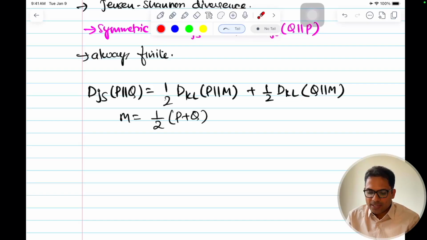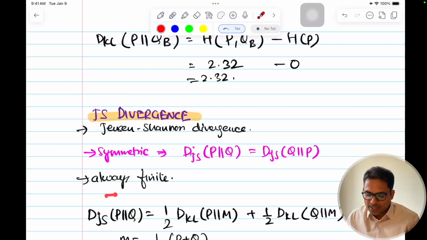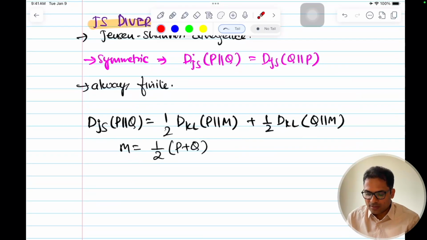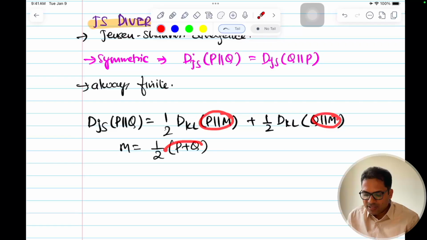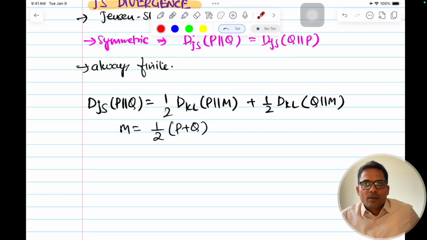So this will solve both the symmetry problem and make it finite, because we are measuring against an average model which will not become 0. It is the average of these two, so if any one of them is non-zero, the M term will not become 0. If P is not 0, the average will not become 0. The denominator will never become 0, so this will not go to infinity. Also, both sides have half of the average, so it will be symmetrical whichever way you do it.